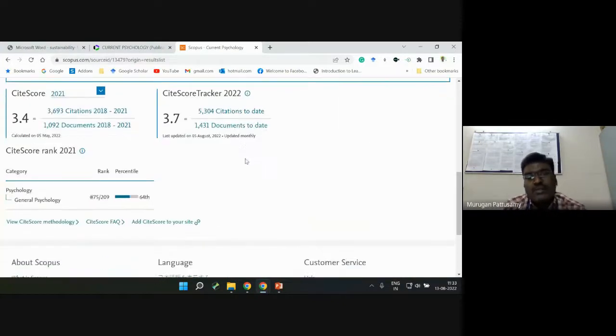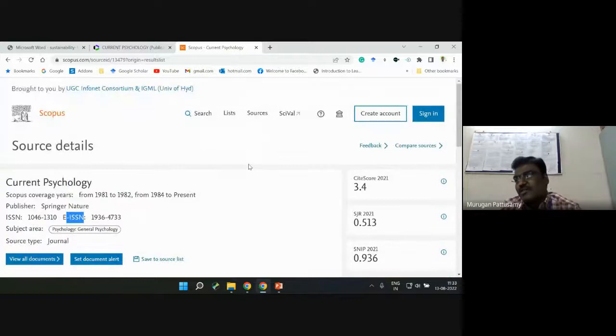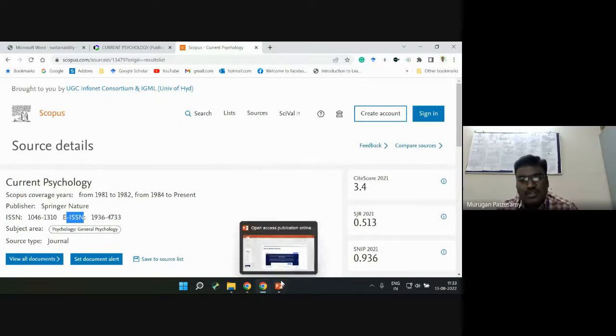So this is how you get the details from the Scopus database. Now you can verify that this particular journal is indexed in the Scopus database. This is the way you can do the verification.